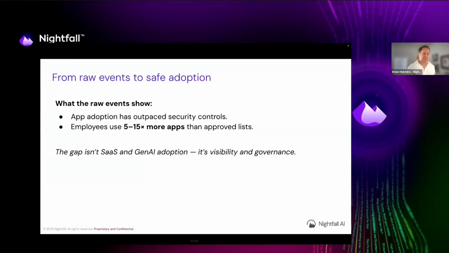So we're capturing all these raw events, and we were sitting down thinking about what else we could do with this. A very popular topic these days is Gen AI adoption, and how we could use this information to drive that adoption, drive visibility about the applications that people are using, and help companies drive adoption safely, with governance.